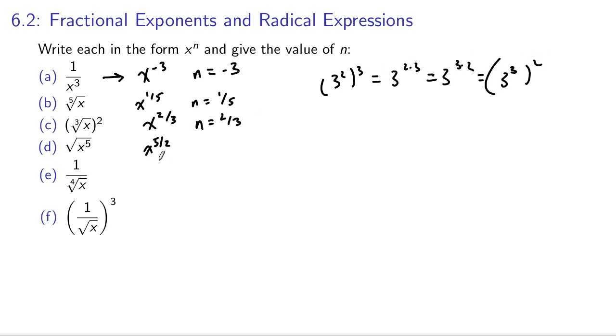So here we have x to the 5 halves, n would be 5 halves. Using the negative rule, we would have x to the negative 1/4, so n would be negative 1/4. And here we would have on the inside negative 1/2 as our exponent times 3, so we have x to the negative 3 halves, n would be negative 3 halves.